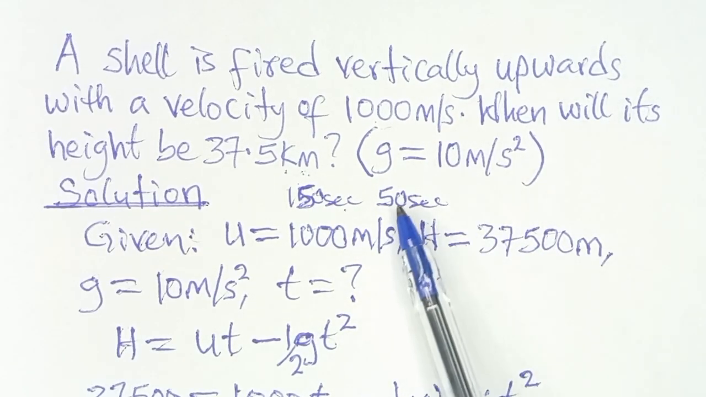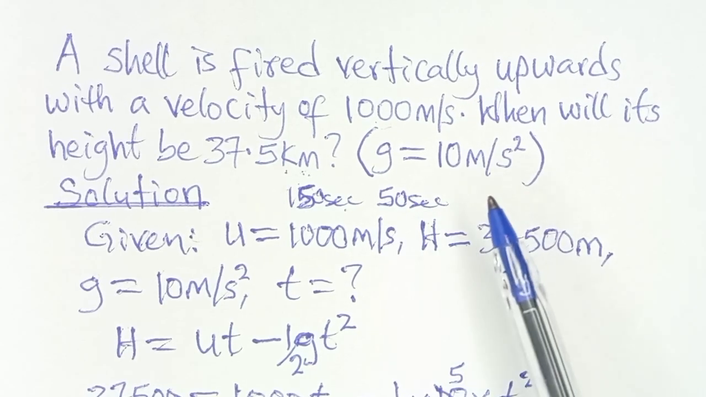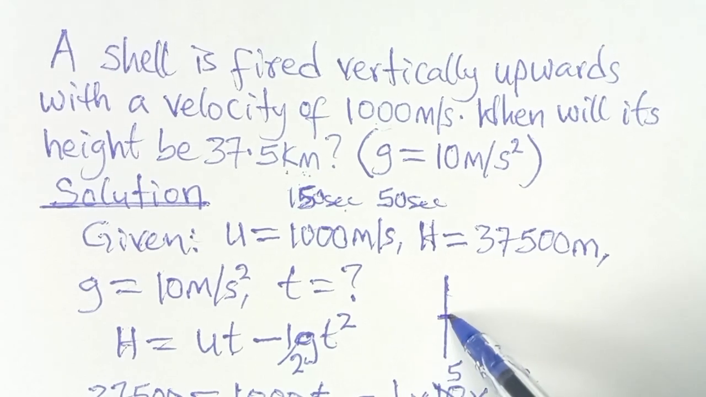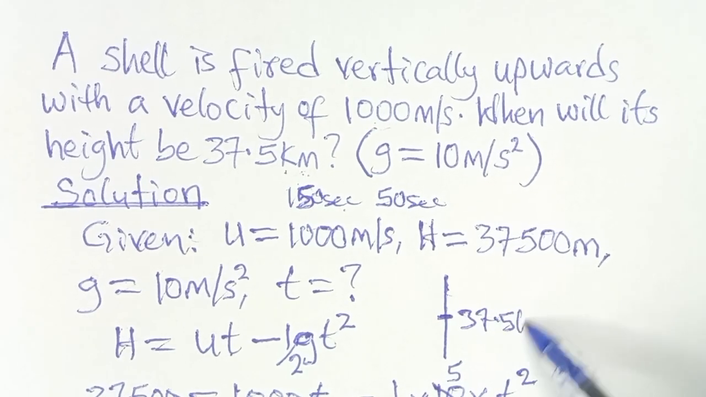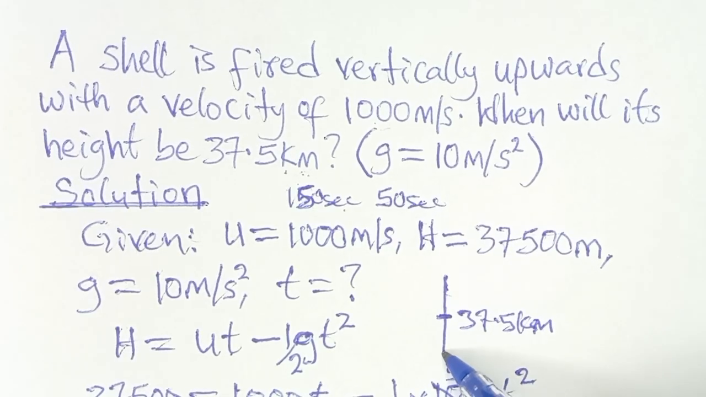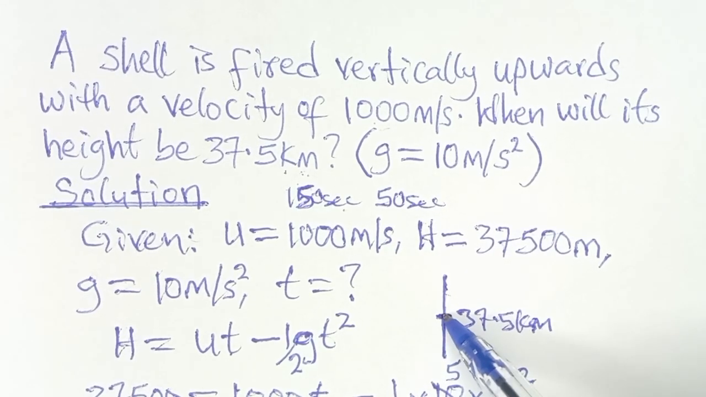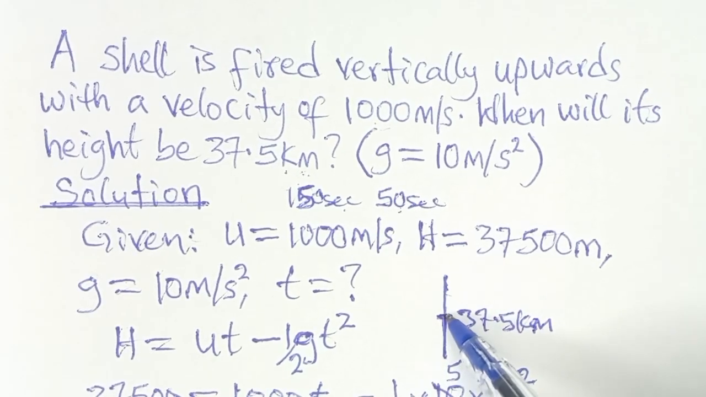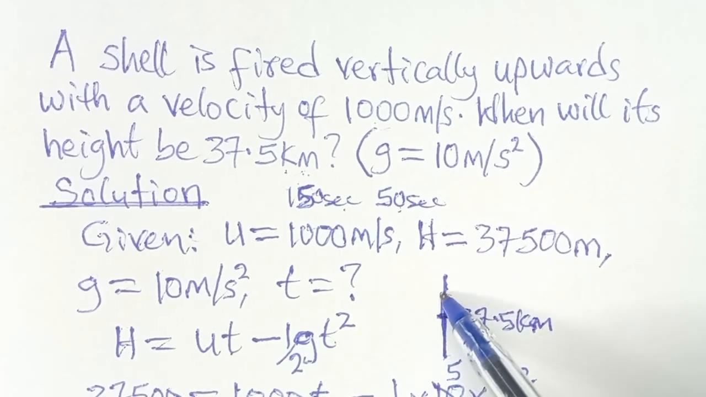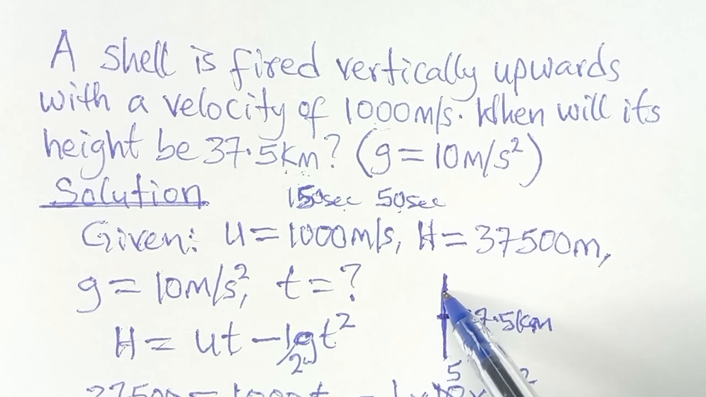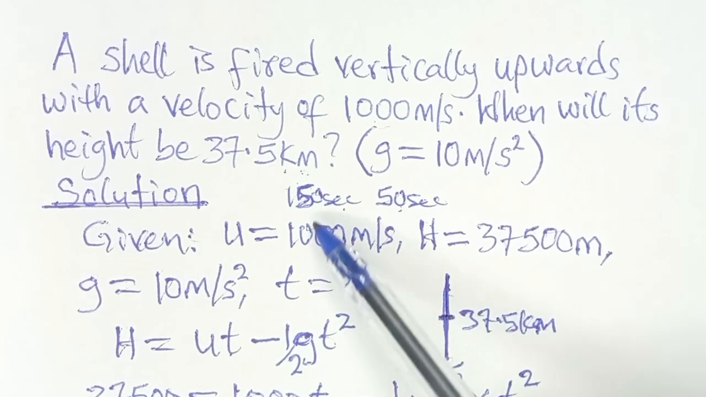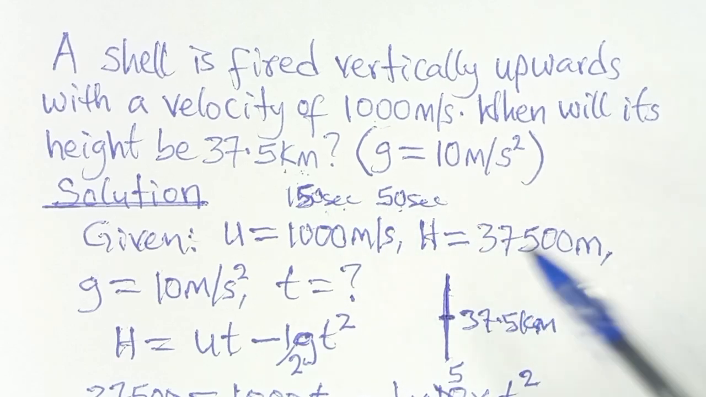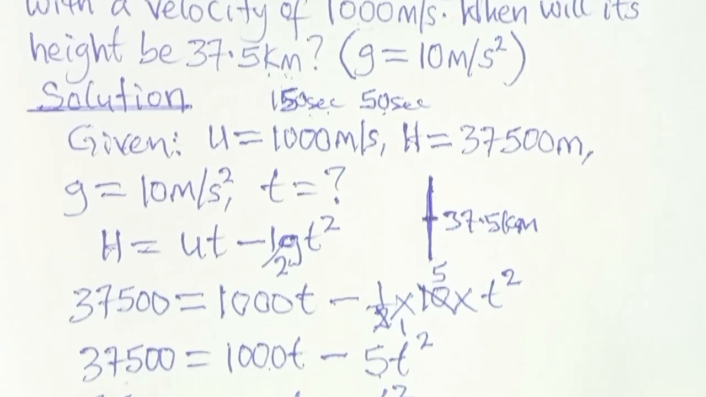So when the shell was going up, let me give the illustration here. When it was going up, let's say this is the height of 37.5 kilometer. So when it was going up, after 50 seconds, it was at 37.5 kilometer above the ground. So that was the height. Now, by the time it went up to its highest height and started falling down again, when it got back to this level, at that time, it was a total of 150 seconds. So these two answers are very correct. And that's the final answer to this question.